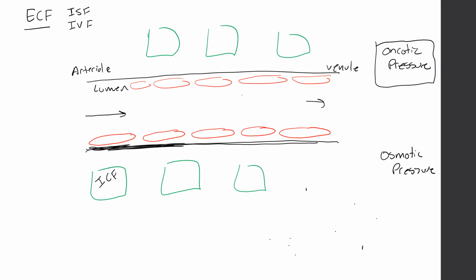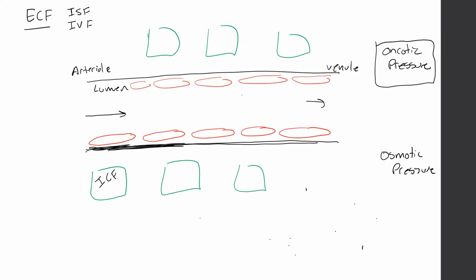Now I want to talk about the pressures. At the arterial end of the capillary, remember, the blood is moving through the artery to the capillaries, and the last vessel it goes through is the arteriole and then into the capillary. Now, the pressure is higher on the arterial side than on the venous side. And we have what we call hydrostatic pressure, which I described in the previous slide.